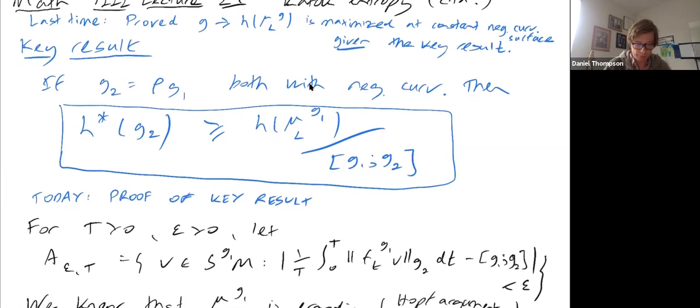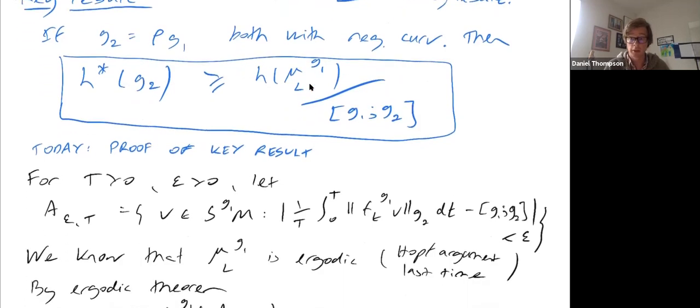Once we set everything up, if we can prove this expression here, so we have two conformally equivalent metrics, both with negative curvature. This is the topological entropy, but I'm thinking about it as the growth rate of periodic orbits or closed geodesics. To prove this inequality, we saw the argument last time to get this result. So everything hinges on proving this inequality. So let's do it.